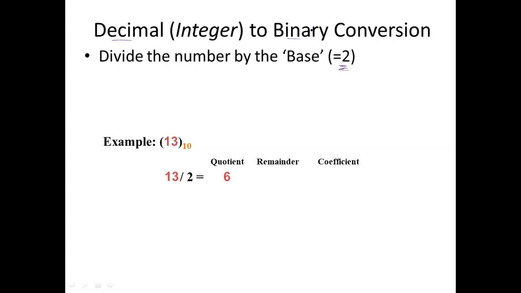Okay, so what you have to do, you have to divide the number by the base. So for binary number system, the base is 2. For example, we have taken 13 in bracket 10. So this is representing 13 in numbers base, for base 10.